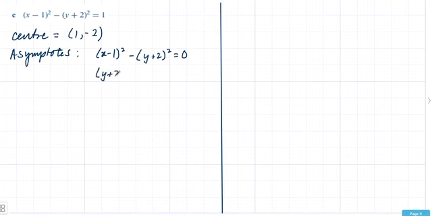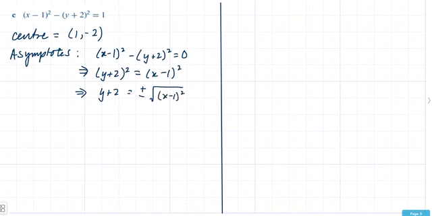So we've got (y plus 2) all squared equals (x minus 1) all squared. Don't factorize it, leave it tied up like this. Then for y plus 2, we can now take the square root of this side, plus or minus the square root of (x minus 1) squared. And the cool thing is the squared and the square root cancel, so you end up with just y plus 2 equals plus or minus (x minus 1).